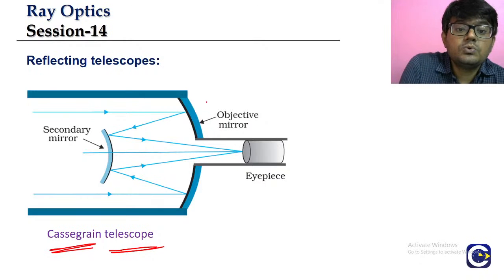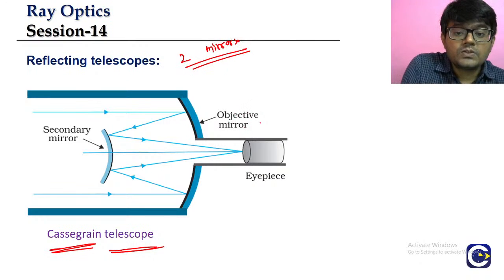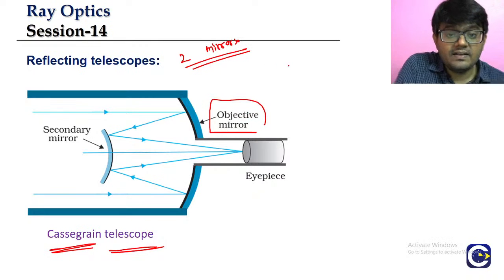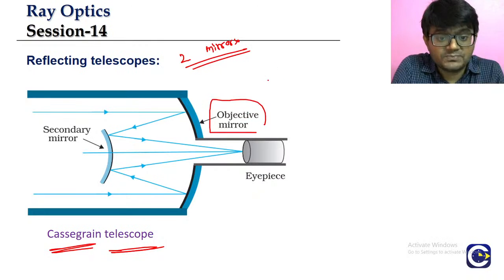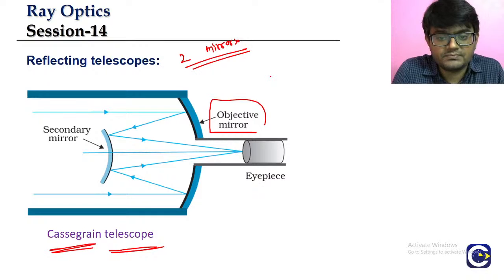So basically it will use two mirrors. The Cassegrain will be using two mirrors. Okay, so first, the objective mirror. Here you will not have a lens. We'll have a mirror. The advantage with this is mirrors are not heavy. Mirrors will be light, so the entire design of the telescope will be very light. We can move it from one place to another easily. And the mirrors will not have chromatic aberrations.